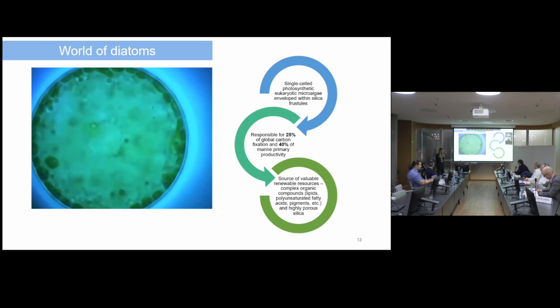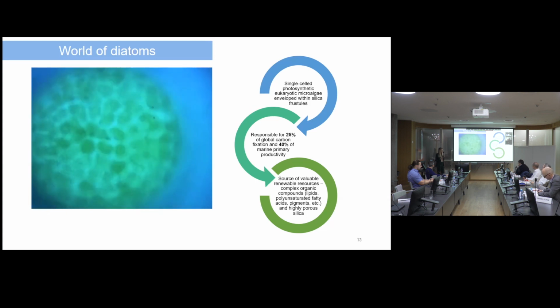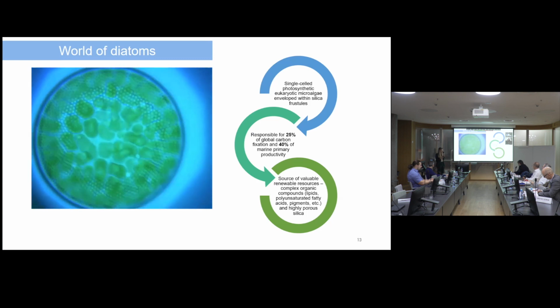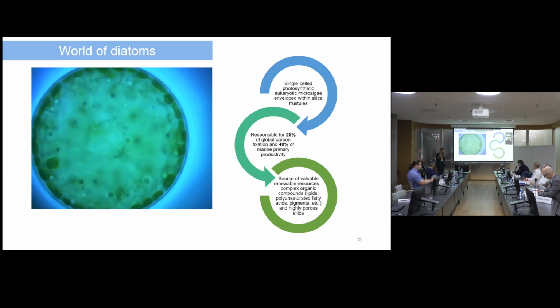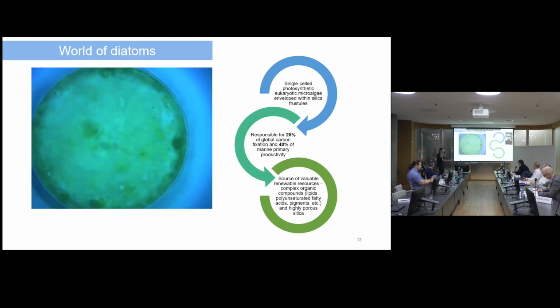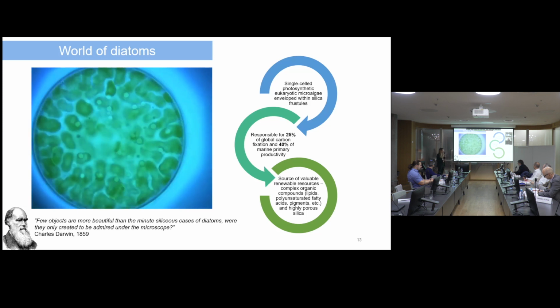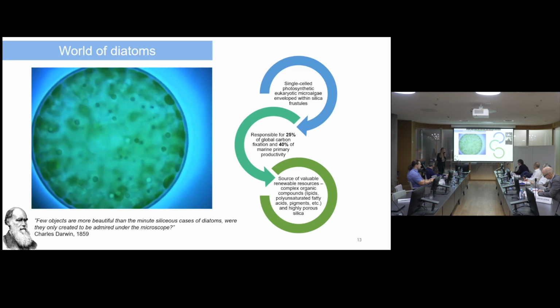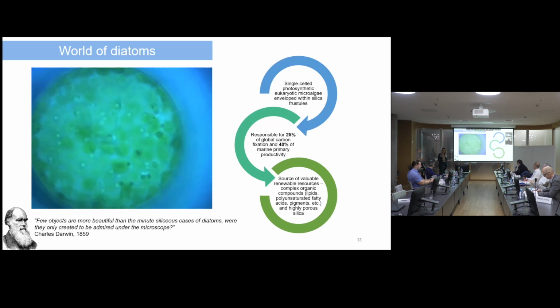As they photosynthesize, they produce biomass rich in proteins, lipids, and other valuable molecules. And at the same time, they represent a source of a highly porous amorphous silica that can find various different applications in different areas of science. Their beauty fascinated even Charles Darwin, who mentioned them in his work on the origin of species. He asked, were they only created to be admired under the microscope? So his question tickled my mind, and throughout my PhD thesis, I tried to answer it.